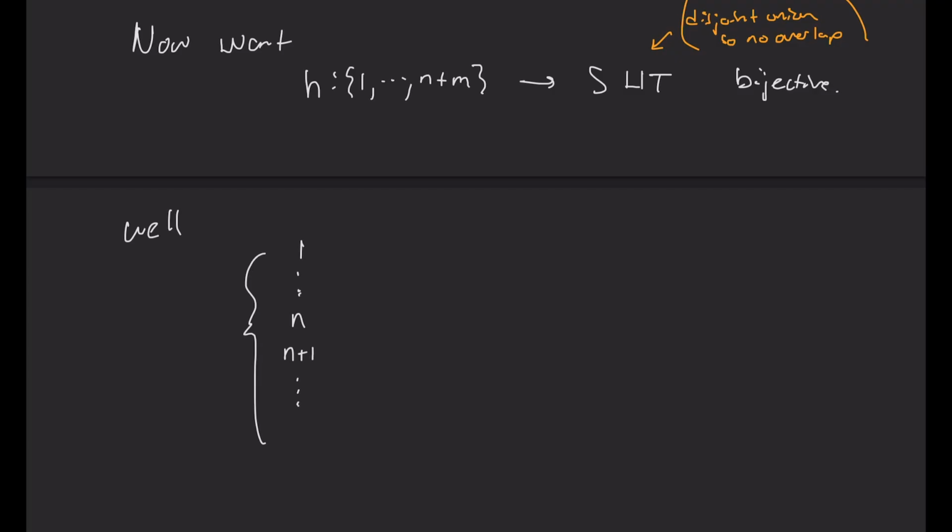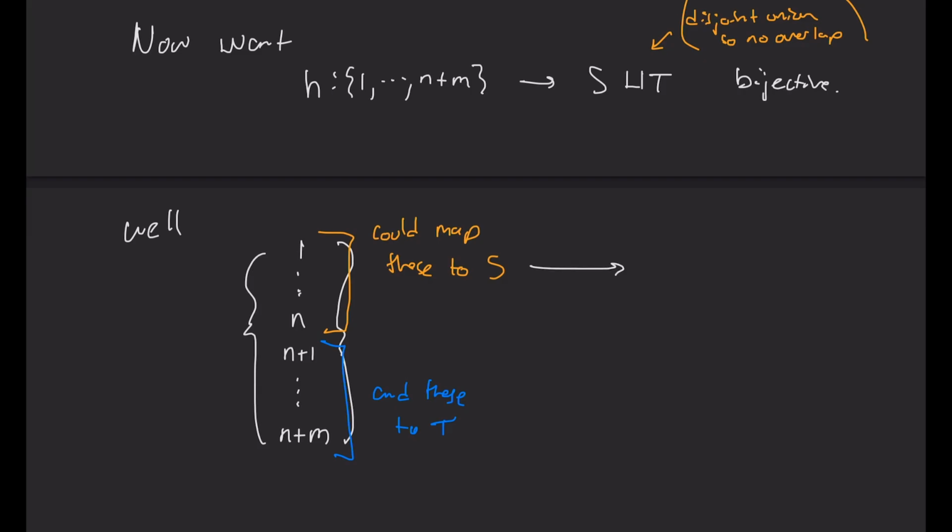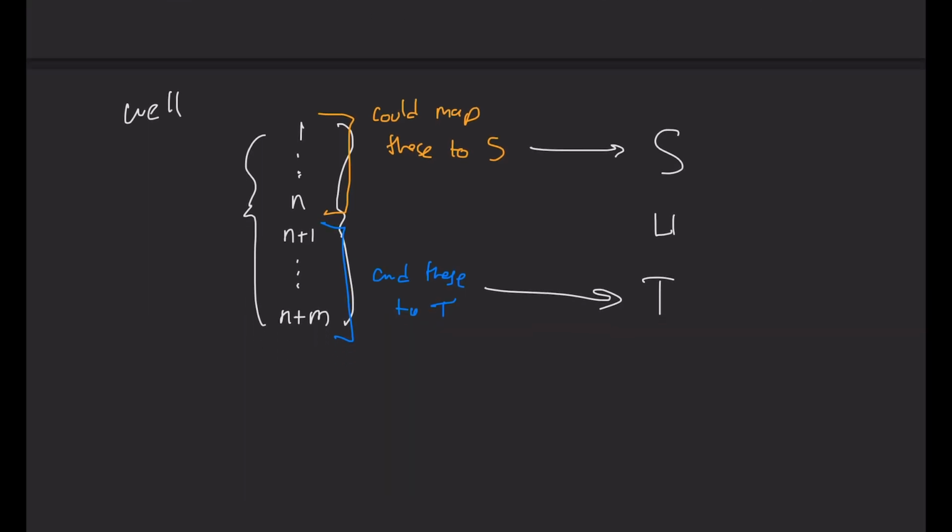So let's write out the numbers 1 to n plus m. I noticed that these first n numbers can be associated with objects in S using f. And then the last m numbers, so n plus 1 to n plus m, I can use g to map those to objects in T. So that tells me how to maybe construct h so that I get objects in S disjoint union T.